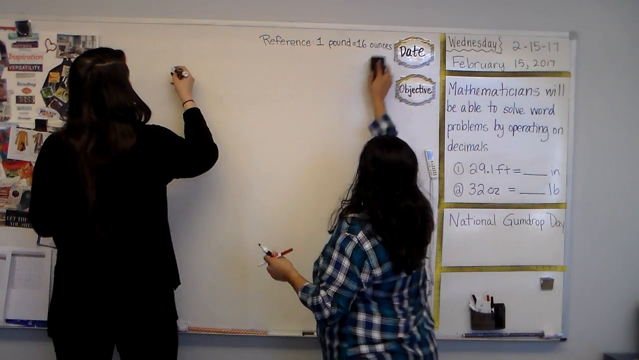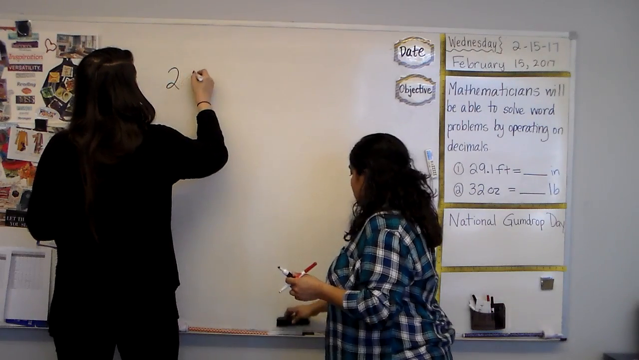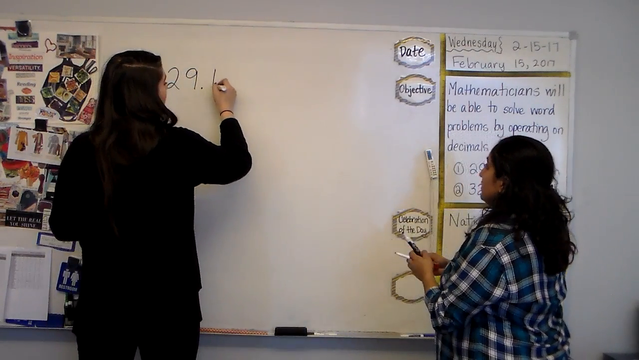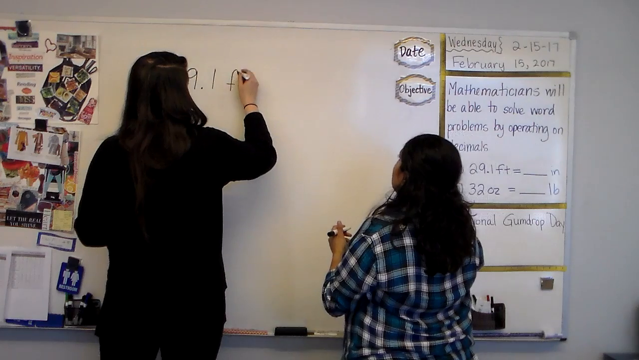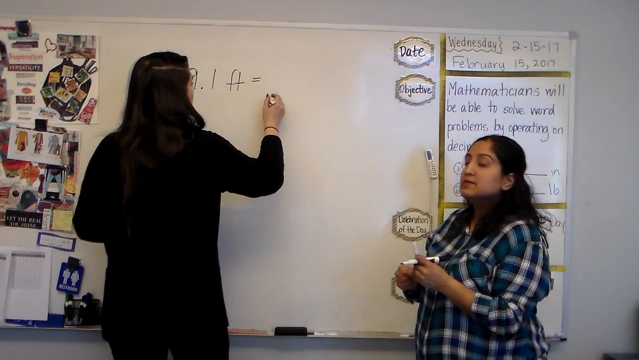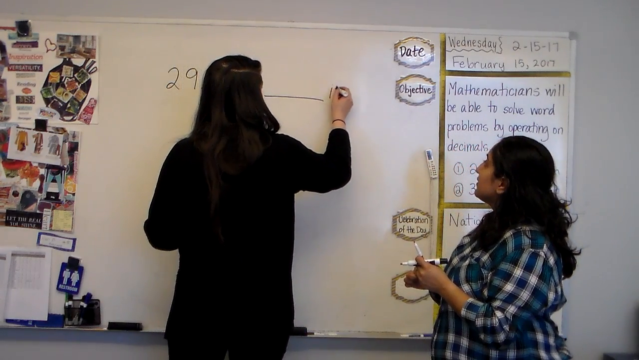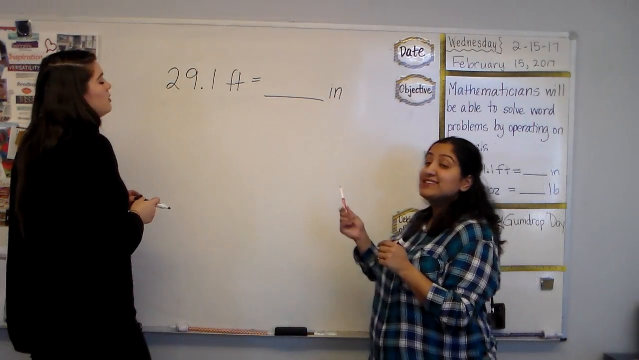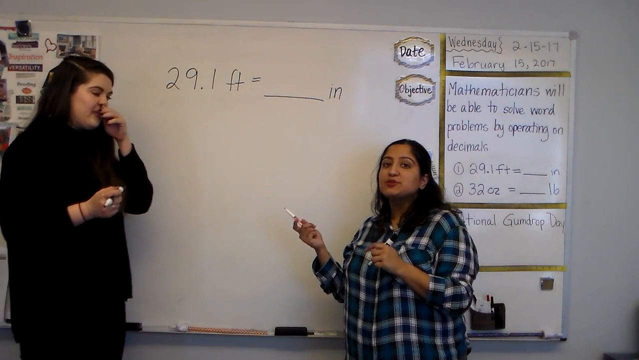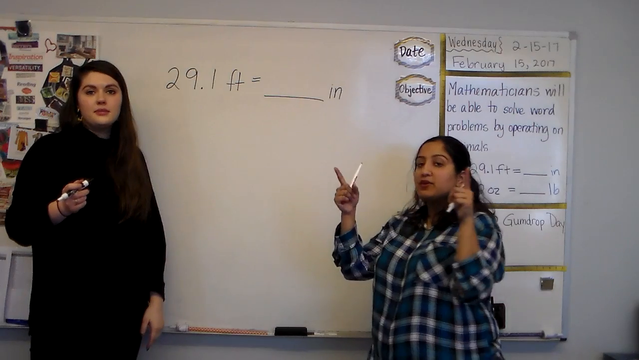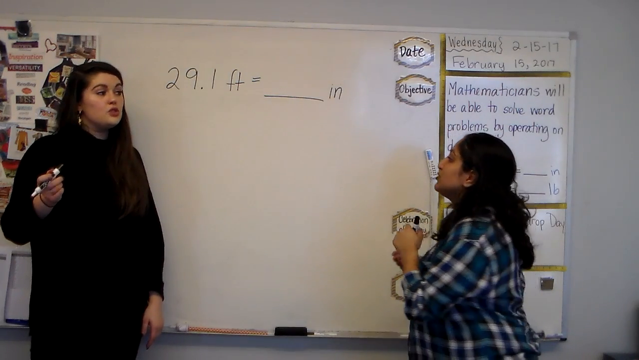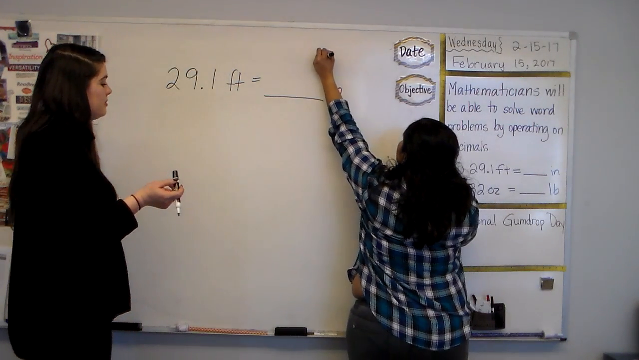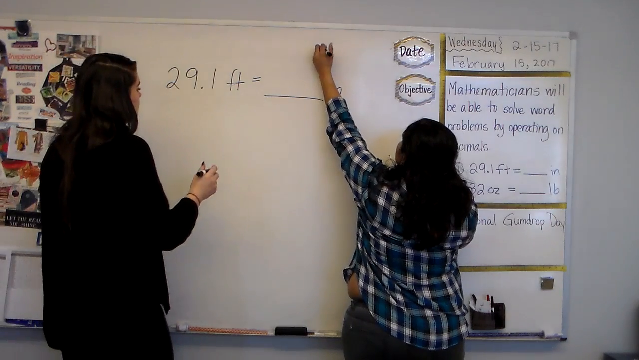Our problem is 29 1/10 of a foot is the same as how many inches? Here's the thing, this is not on your reference sheet, so we're going to give it to you now. But when you have a ruler, you can take a look. 1 foot is the same thing as 12 inches. So I'll put that here, and Ms. Young will jot that into our ratio table.